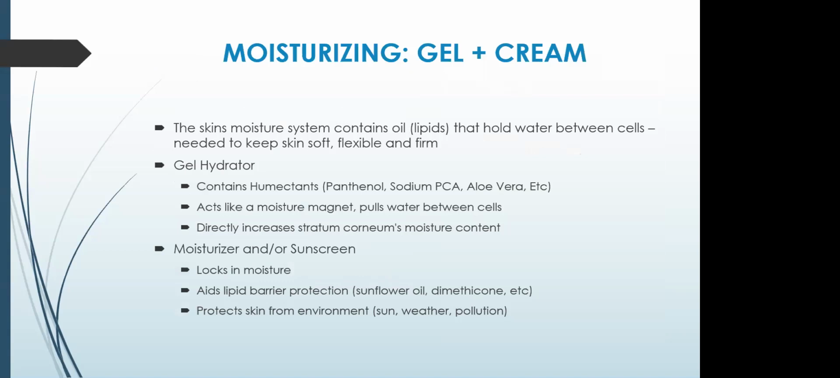So the skin's moisture system contains oil that holds water between the cells, keeping the skin soft, flexible, and firm. The gel hydrator, which is in our skincare kits, contains a humectant. This acts as the moisture magnet, and it pulls water between the cells, directly increasing the stratum corneum's moisture content. The moisturizer and then the sunscreen, that's going to lock in the moisture, aid the lipid barrier protection, and protect the skin from the environment.